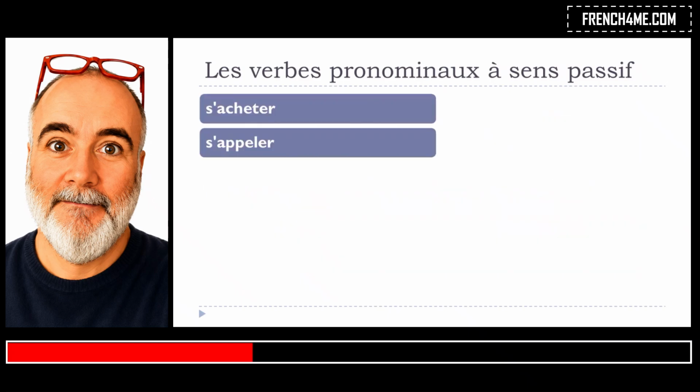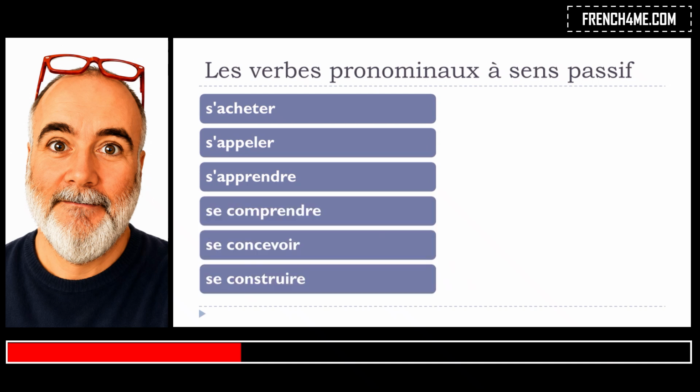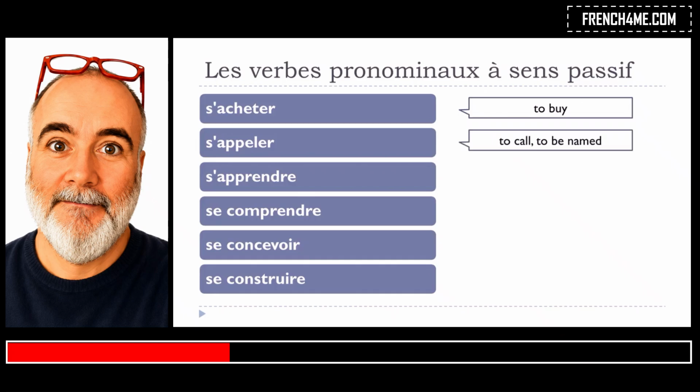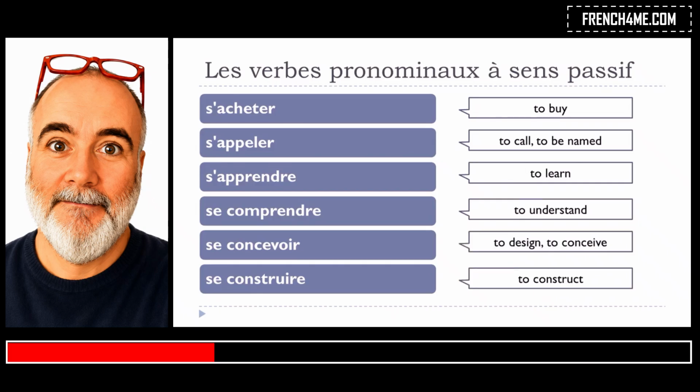So, s'acheter, s'appeler, s'apprendre, se comprendre, se concevoir, se construire. And let's see now the translations. Okay, so all these verbs can be used as well, as we saw, as verbes pronominaux à sens passif.